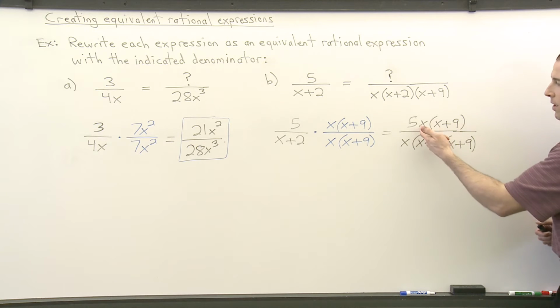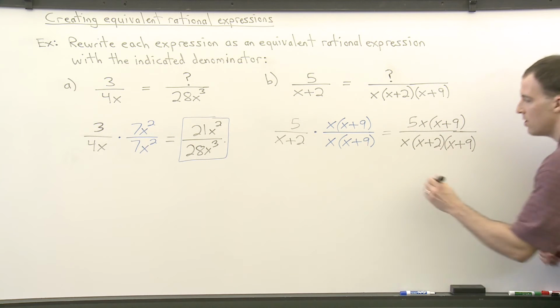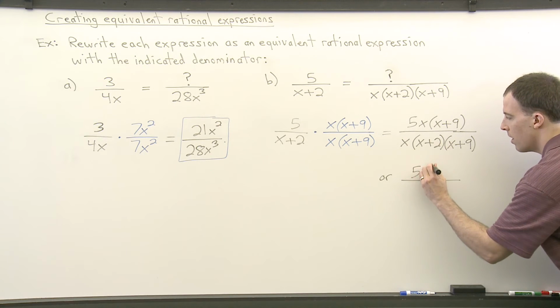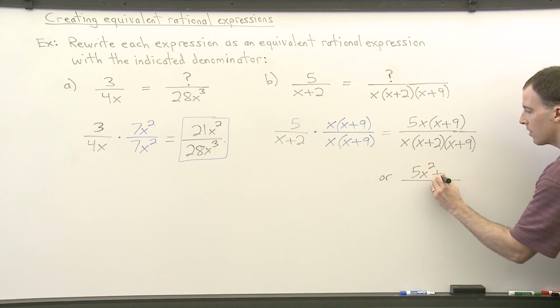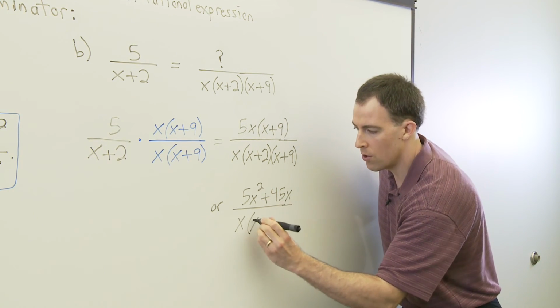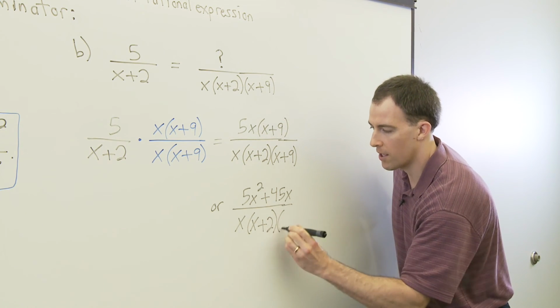If we choose to, we could distribute the 5x through the parentheses and write it instead as 5x squared plus 45x all over top of x times x plus 2 times x plus 9.